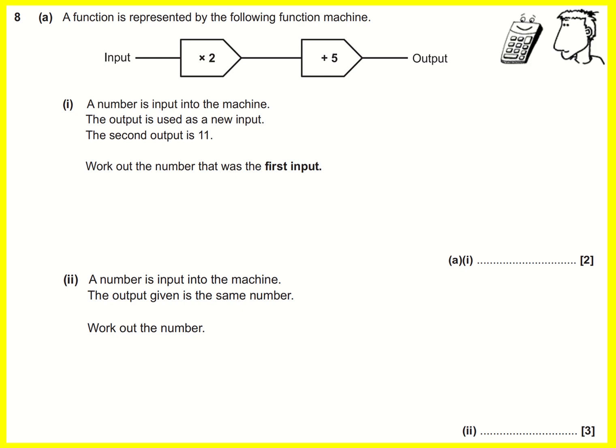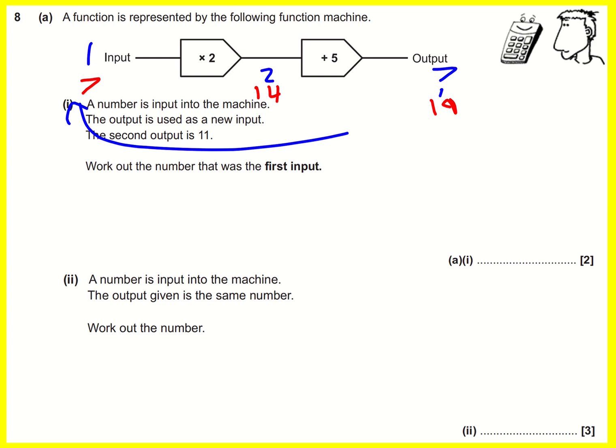Well, I'm gonna talk this through slowly. I'm gonna give an example that's not gonna give me the right answer, but I'm gonna go for it. So imagine I put in 1, then when I times it by 2, I'd get 2. Then I'd add 5 and I'd get 7. And what the question is saying is that the output is put back into here. So now I'd put in 7. I'd times it by 2, I'd get 14. I'd add 5, I'd get 19. And that would be my second output.